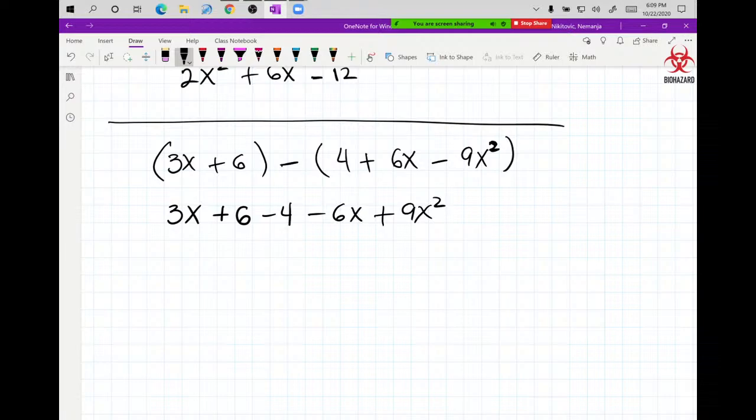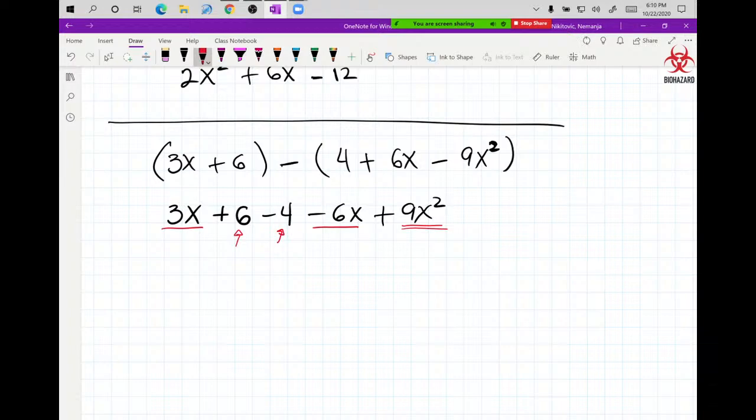Yes. All right, so now like terms. 3x and 6x. 9x squared has nothing. Right. 3x and 6x, good. And then we have 6 and 4.